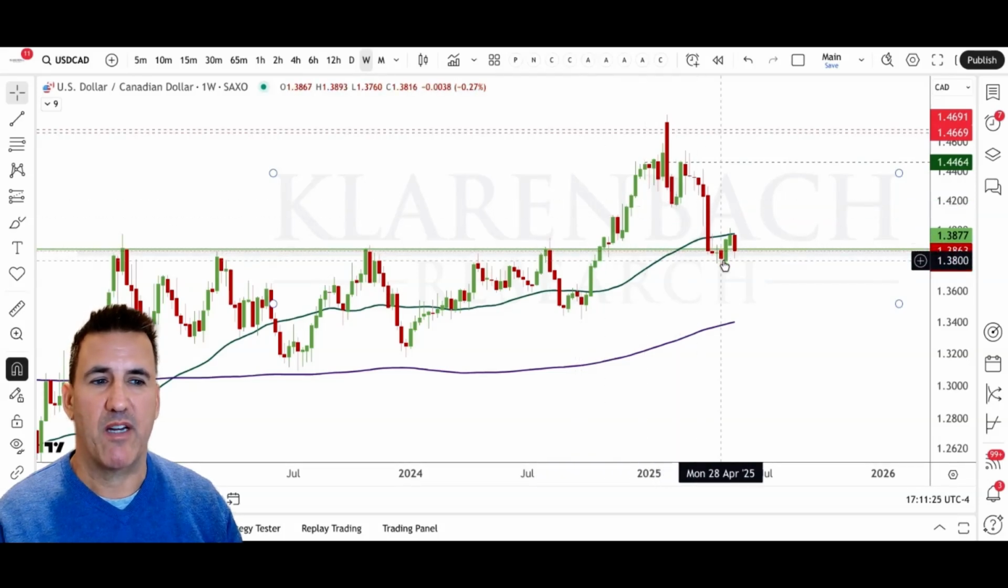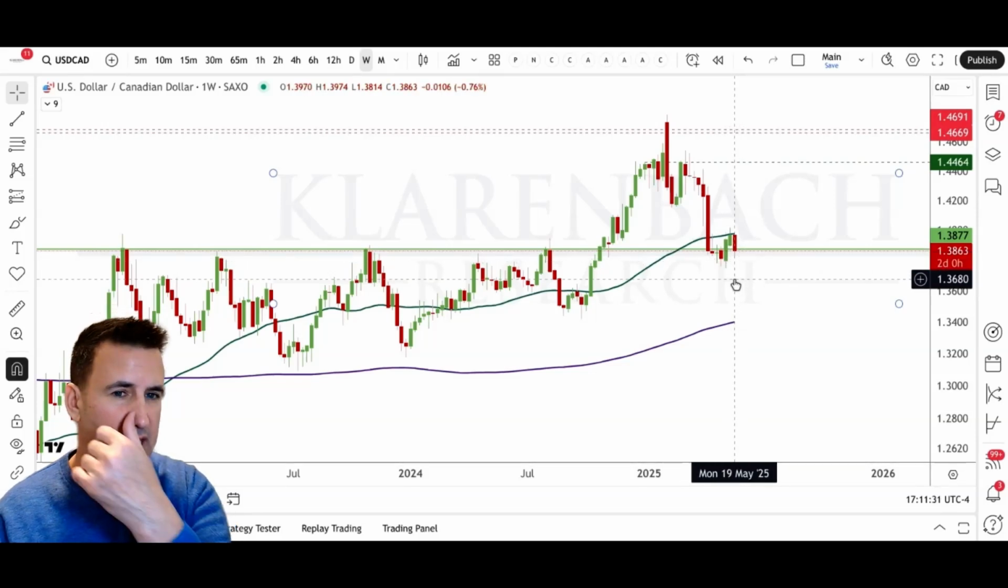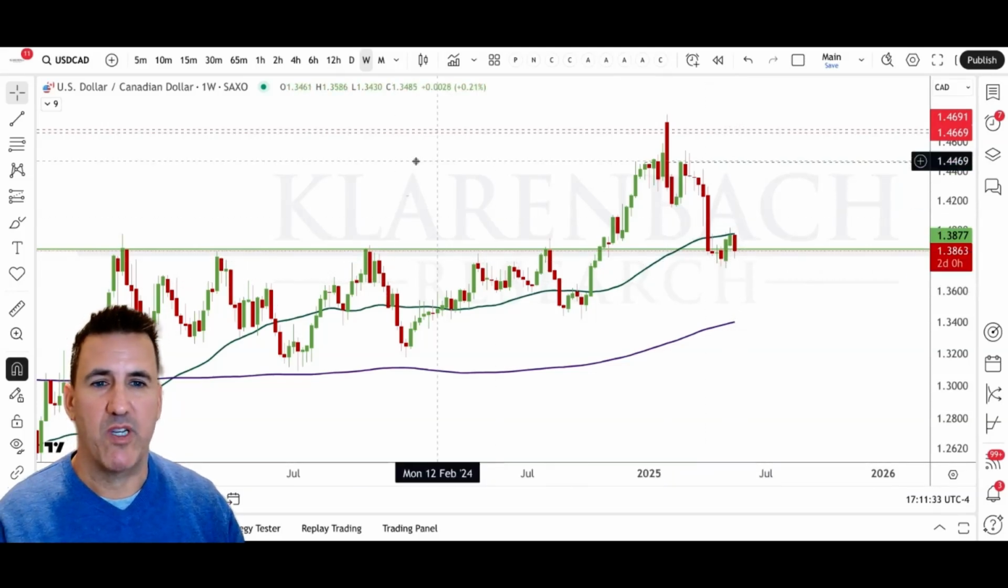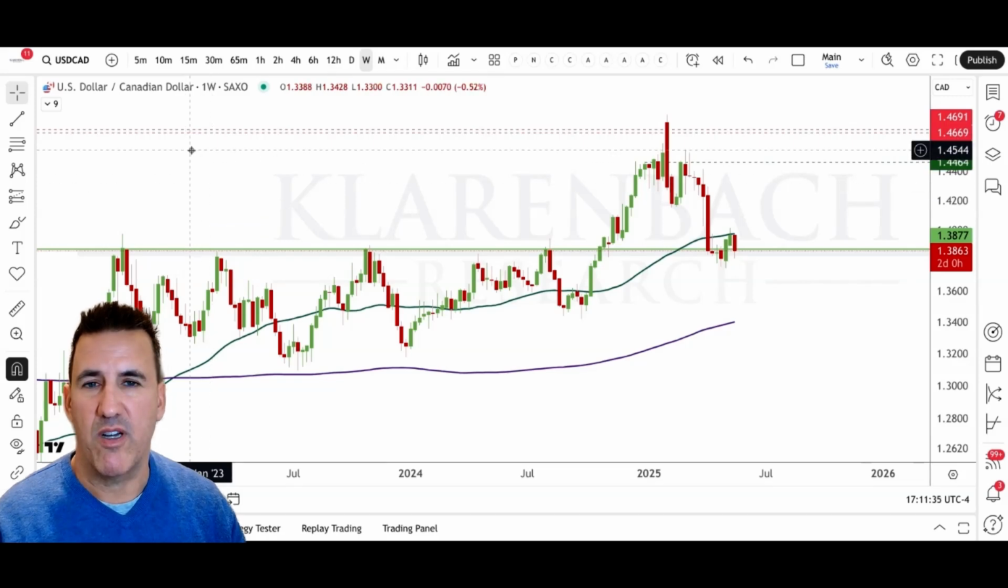And now we're coming back down and we're testing it again. I'd say the first time or the second time even. Here we're testing it again. And often we find some support here. So we could see some strengthening in the US dollar relative to the Canadian dollar.